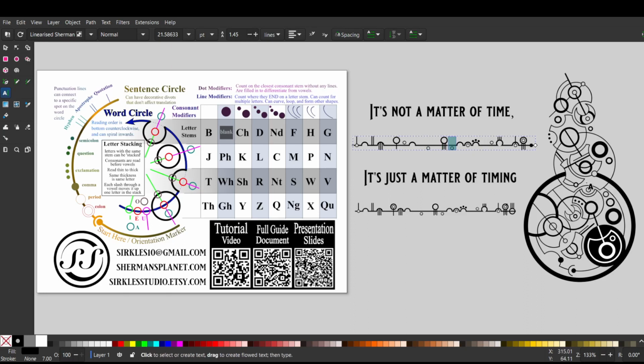And then we have this. This is what we call a letter stack. And letter stacking is when you have multiple letters in the same row stacked on top of each other. And this is a double line, and it's the same thickness. So that means it's going to be the same letter. So this is a double T, because a T is a shallow divot with no modifiers.